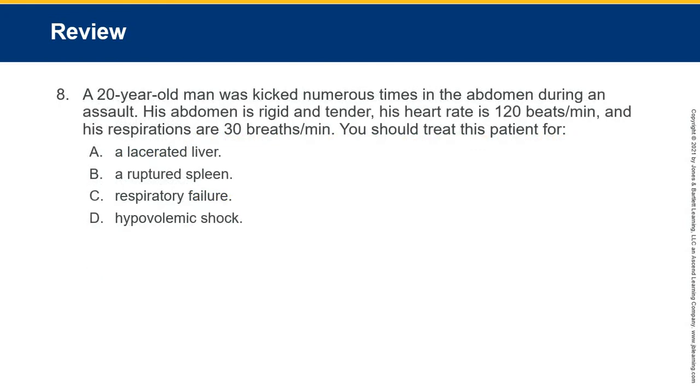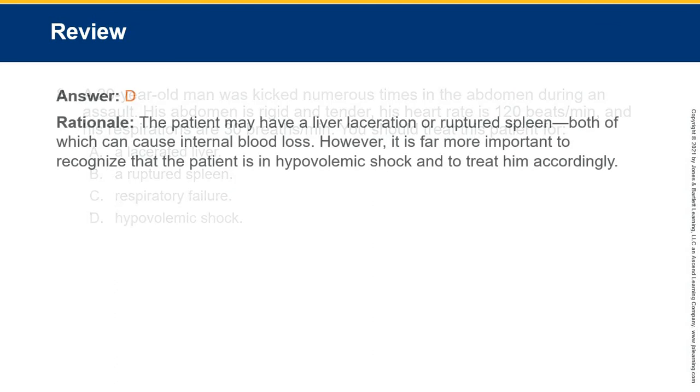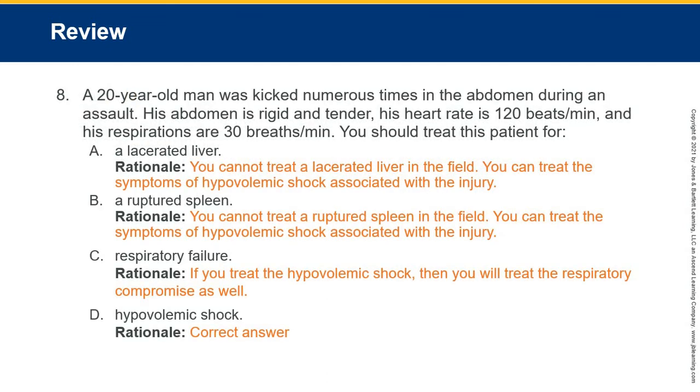All right, a 22-year-old man was kicked numerous times in the abdomen, so we're worried about hypovolemic shock here. So during an assault, the abdomen is rigid because there's a lot of blood in there and tender because it hurts. So his heart rate is 120, his respirations are 30 a minute. So what do you think the problem is? Yeah. So the patient can have either A or B, okay? But the real cause of your problems here is going to be the loss of blood.